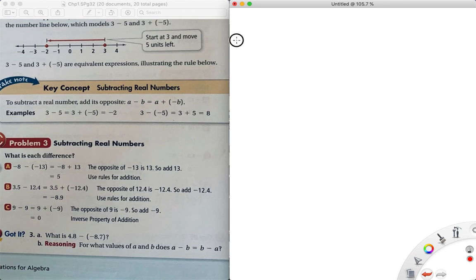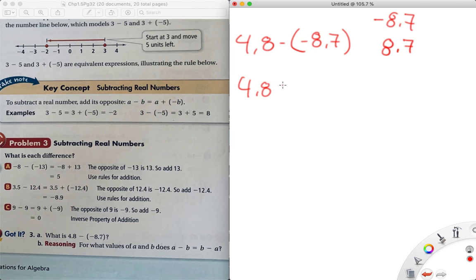So we have 4.8 minus negative 8.7. It is in parentheses. Since it's in parentheses, the number is 8.7. What's inside the parentheses? Negative 8.7. So what's the opposite of negative 8.7? Positive 8.7. To subtract a number means to add. We're adding its opposite. Well, that's the opposite, so we're adding 8.7.